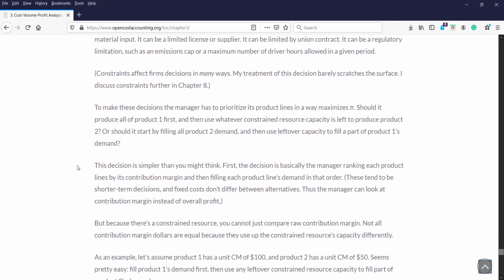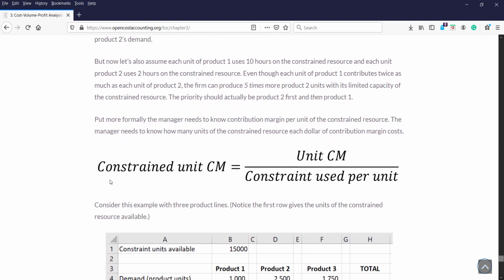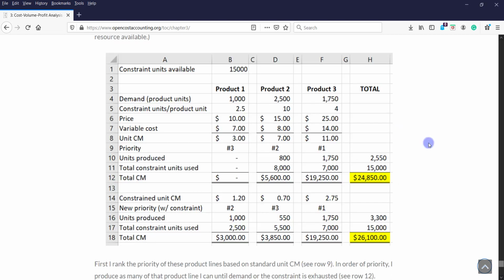So here's the equation that we're going to use. Constrained unit CM is unit contribution margin per units of constraint used for each product unit. Now in this table, I give you an example of why this is important, how you can maximize your contribution margin by taking into account the constraint. So we have some sort of constraint here, 15,000 units of constraint. I don't know what it is.